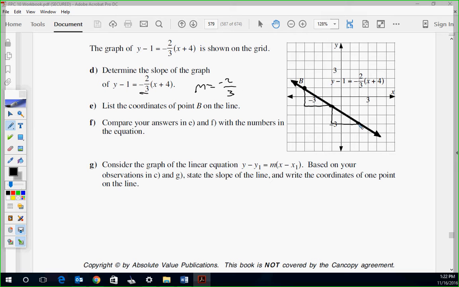List the coordinates of B. So B on this one is negative 4, 1. And then what do you notice? Minus the 1, minus a minus is a plus 4. So again, it's the same thing. We are at 1, so it's y minus 1. We're at negative 4 for the x. Minus a minus 4 is plus 4. That's why that's a plus 4, opposite. Okay, so same thing as from before.